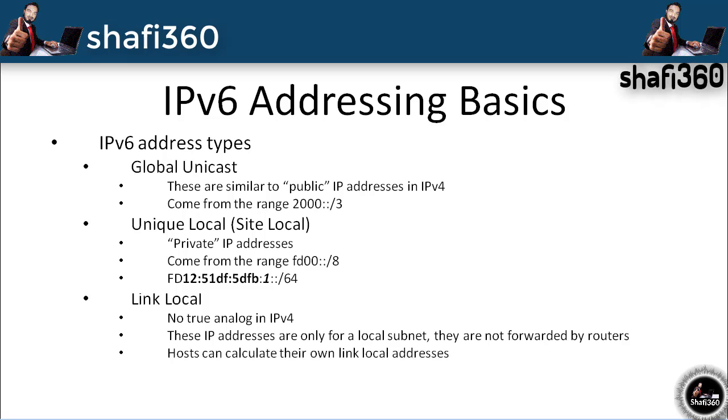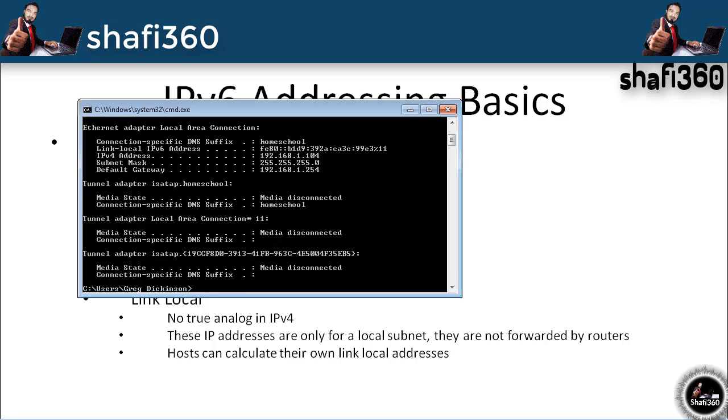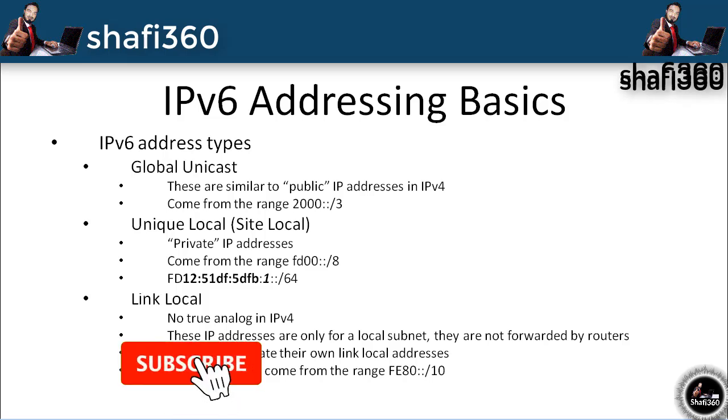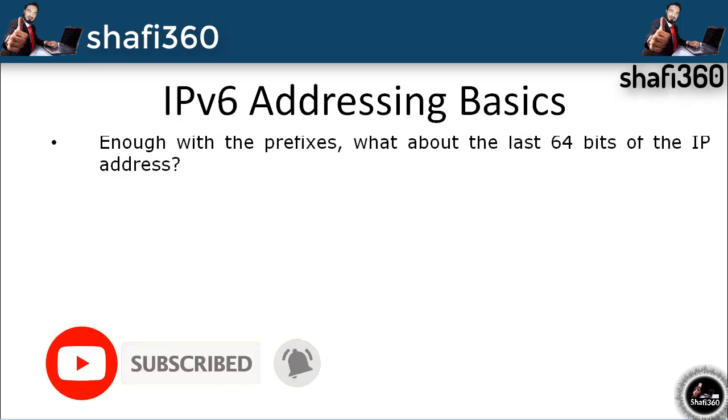Now, link local addresses can be calculated by hosts on their own. In fact, on my Windows 7 recording machine here, I am not running an IPv6 network here at home, and yet it has calculated its own link local IPv6 address. You notice it starts with FE80, and in fact that is my next point here in the PowerPoint deck. These addresses come from the range FE80/10, and you'll notice that even though the IPv6 address in the command window had lowercase letters in it, since it is a hex number, it doesn't really matter if it's lowercase or uppercase, either one will work.